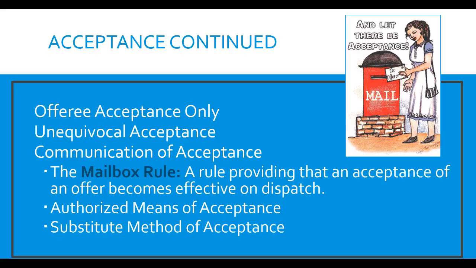The authorized means of acceptance: specific means can be stated in the offer or authorized by facts or by law. If an offeror specifies an exclusive means, the contract is not formed unless the offeree uses it. If the offeror does not specify a certain means, the offeree can accept by any medium reasonable under the circumstances. A medium is reasonable if it is the same means as the offeror used to communicate the offer, or a faster means. A substitute method would be where an acceptance sent by an authorized means is effective on receipt.